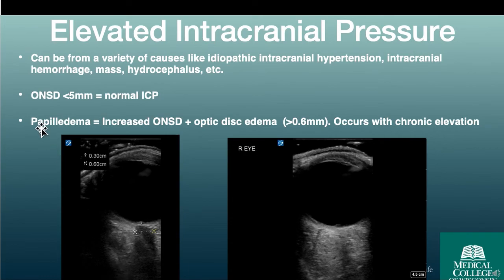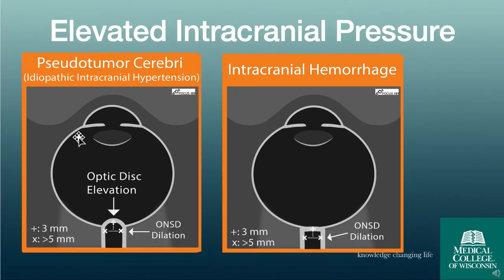Papilledema specifically occurs when you've got signs of elevated pressure, and then you've also got optic disc edema, and that typically occurs with chronic elevations in intracranial pressure. So this is what that'll look like.